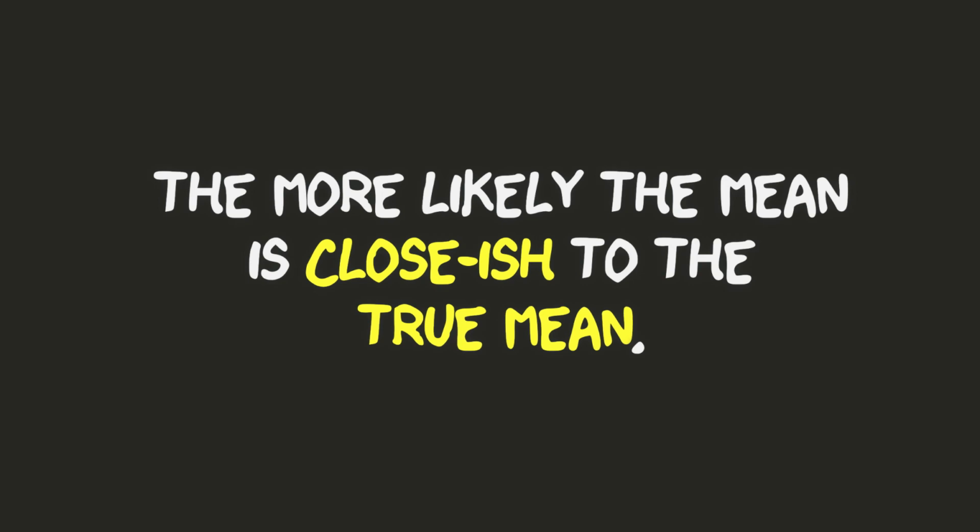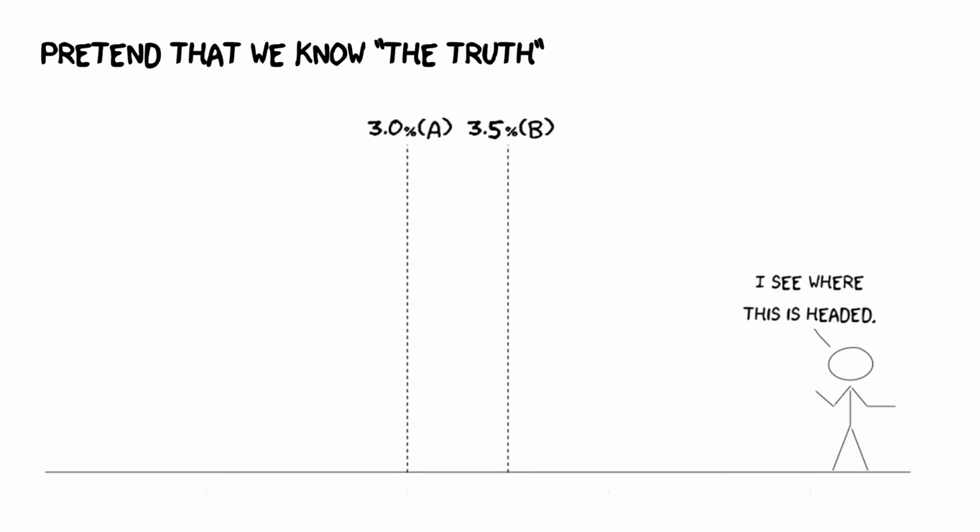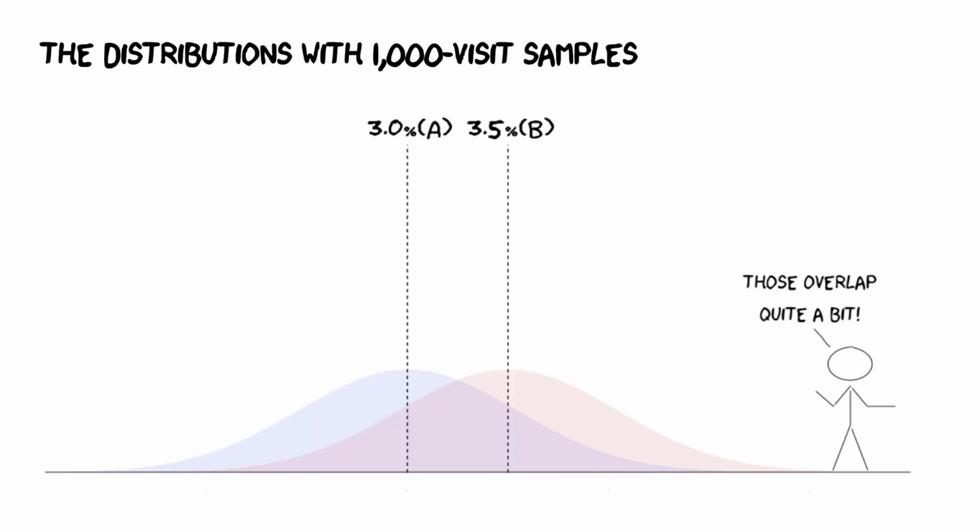Aha! So, what does that mean? It means the larger our sample size, the more likely the mean is close-ish to the true mean. There's still risk, we're still going to be out on the tails. So let's consider an A/B test just one more time. And pretend that we know the truth, and let's say that this population is 3% for A and 3.5% for B. Maybe you're seeing where this is going.